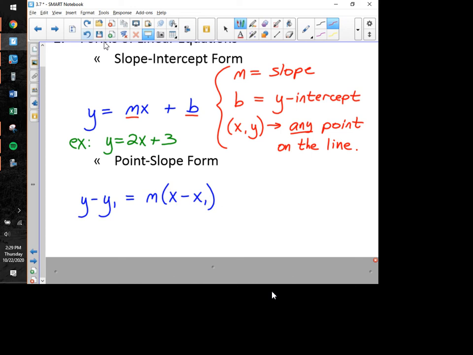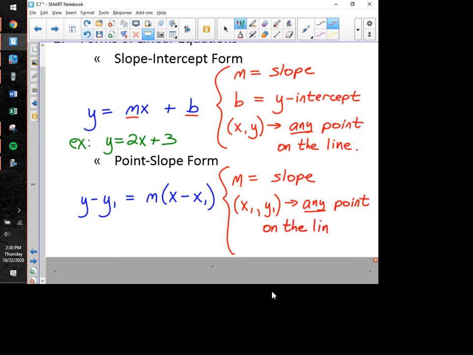So let's make our quick little list over here to the side of what everything stands for here. Yet again, lucky for us, the m still represents the slope of that line. And what happens now is that x1 comma y1, kind of like the x and y did in the previous thing we wrote down for slope-intercept form, represent the coordinates of any point on the line.